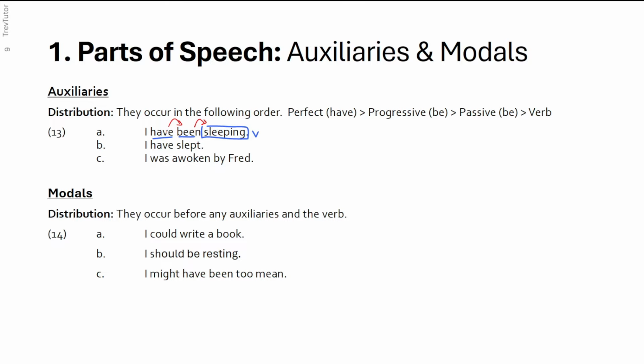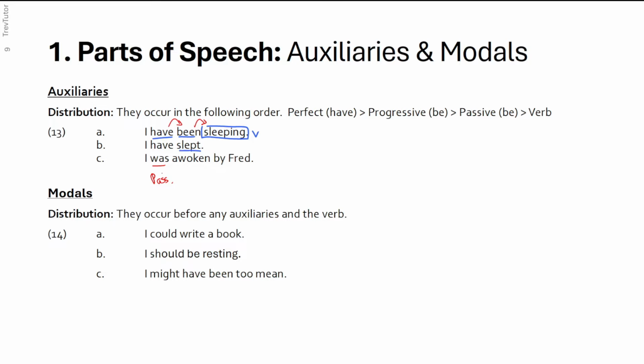But we can see these separately too. So "I have slept." In this case, we just see sleep with the participle form on it, and have is telling us that it's an event that occurred in the past. Or in the case of "I was awoken by Fred," we see in this case a passive auxiliary. So instead of saying "Fred woke" or "Fred woke up," we could say "I was awoken by Fred." Like "Fred woke me up" would be the typical active sentence. So again, we'll cover these in more detail later, but just to point out what these word categories are.